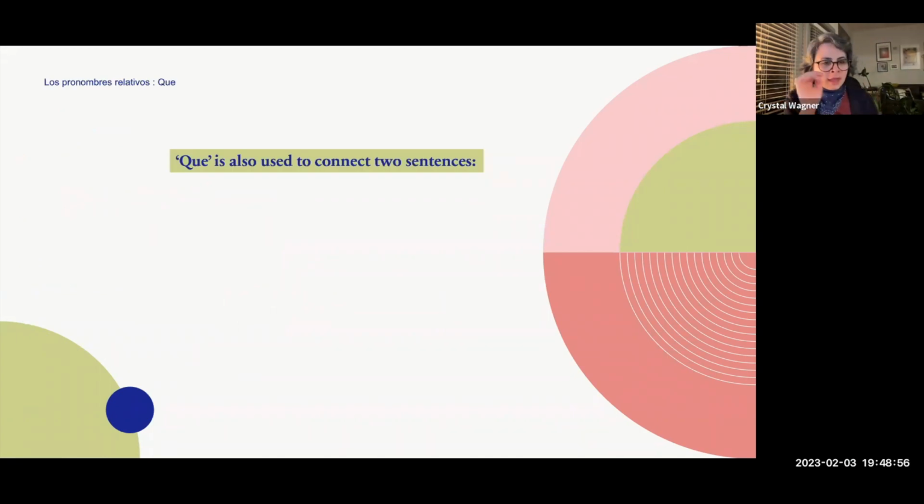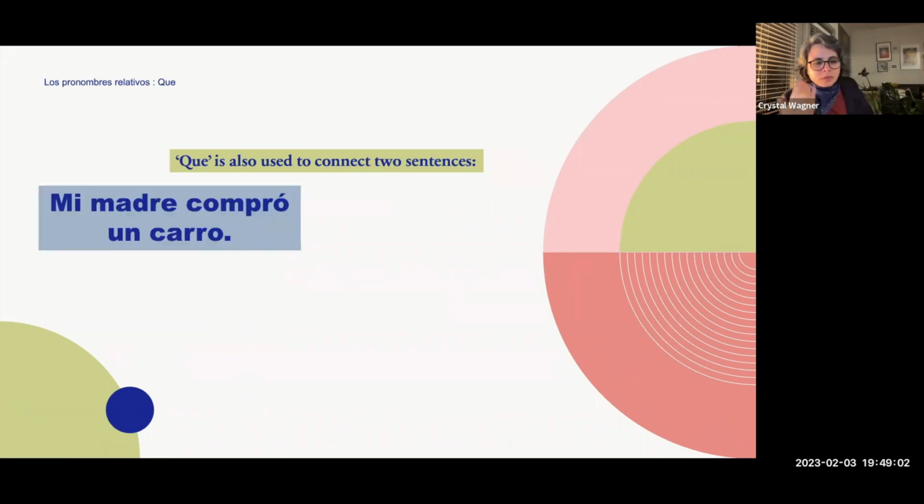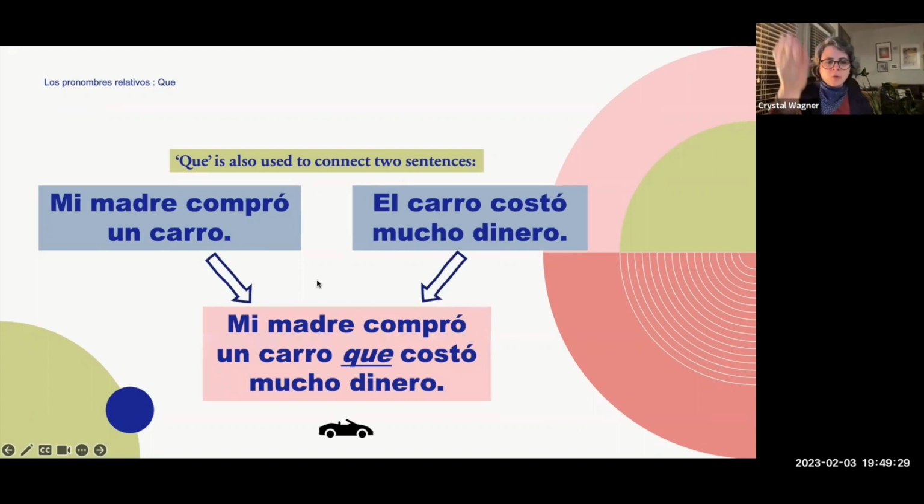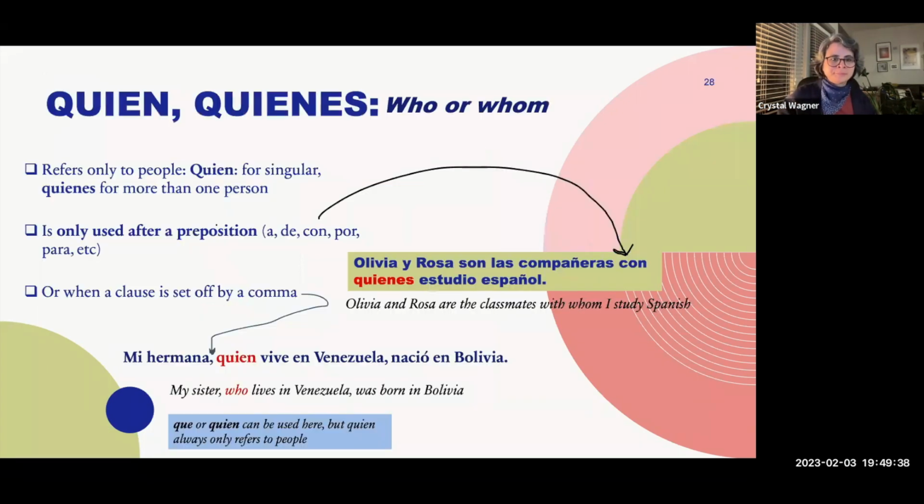So, como dije, as I said, is para conectar dos oraciones, to connect two sentences. So we have two sentences right here. Mi madre compró un carro, right? My mother purchased a car. El carro costó mucho dinero. The car cost a lot of money. It's a little redundant, right? Like I'm saying un carro here, and I'm saying el carro here. So I probably in real life don't want to say this twice. Instead, I can just link these two with a que. Mi madre compró un carro que costó mucho dinero. That's it. Más sencillo y evita la redundancia.